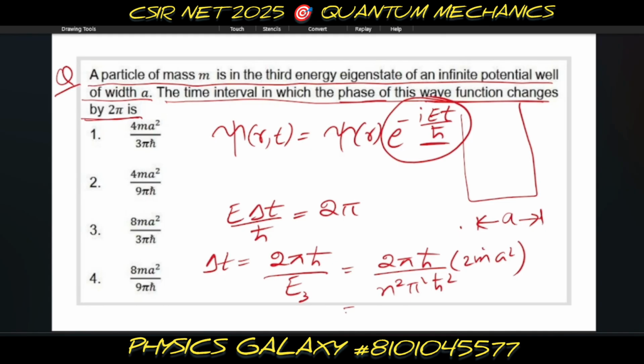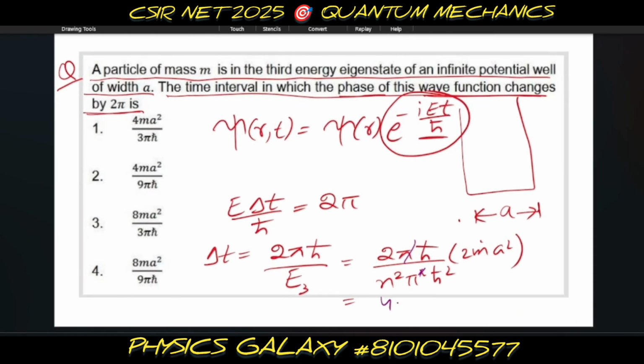So we'll have pi cancels out, and n equals to 3, so it will be 9, so we'll have 4m, h cut cancels out, 4m a squared by 9 pi h cut. So this will be the answer. So which is 4m a squared by 9 pi h cut. So that is option number 2.